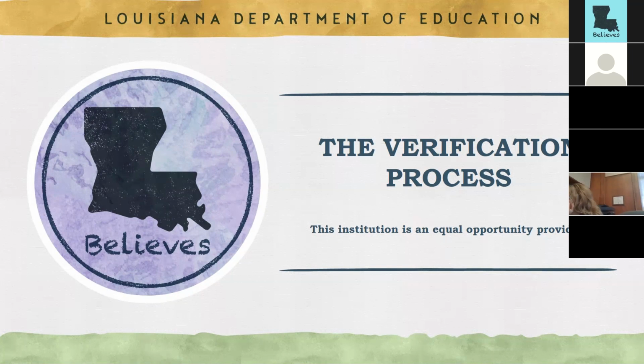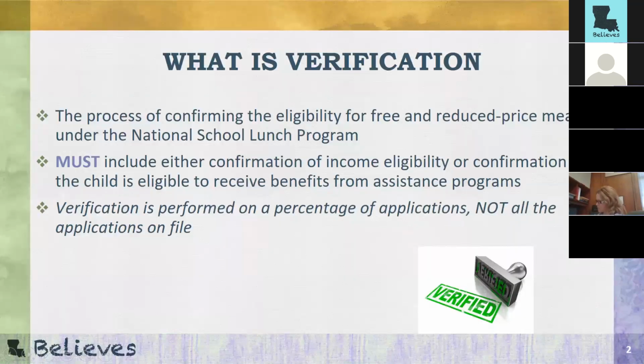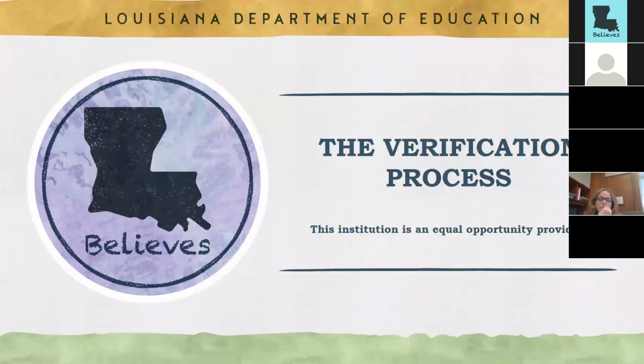This is Toya Porter, and today we'll be discussing the verification process. The verification process is required of all school systems utilizing free and reduced price applications. There are areas applicable for all SFA types. However, the majority of verification activities revolve around those SFAs who utilize free and reduced price meal applications.